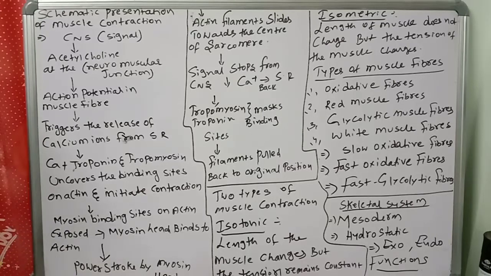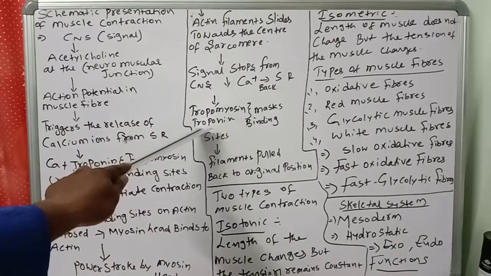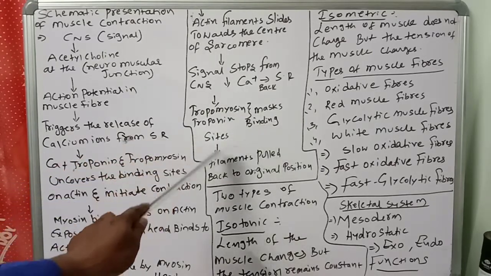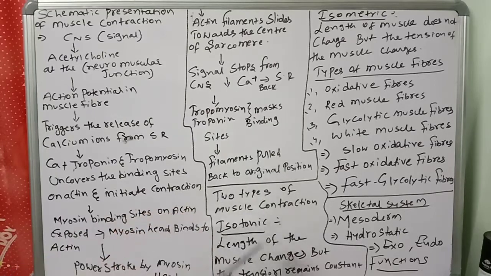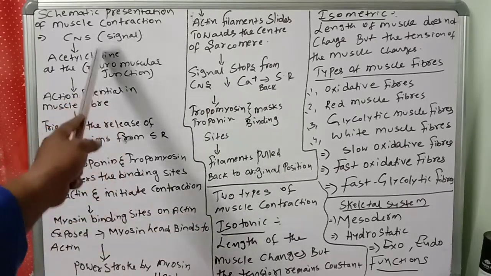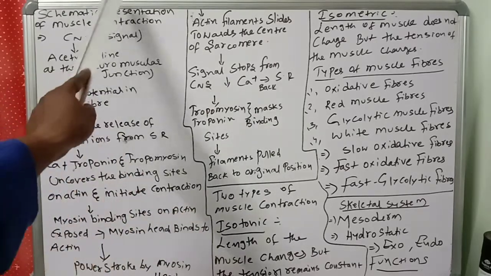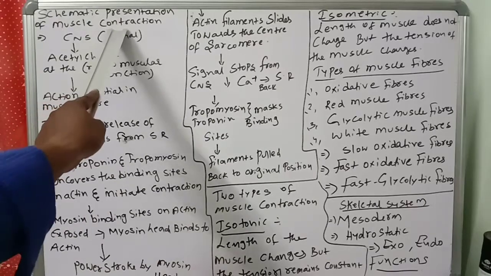Then the power stroke by the myosin head, and the actin filament slides towards the center of the sarcomere. Then the signal stops from the central nervous system, calcium goes back to the sarcoplasmic reticulum, and tropomyosin and troponin mask the binding sites, and the filaments are pulled back to the original position. So this is the schematic presentation of muscle contraction.